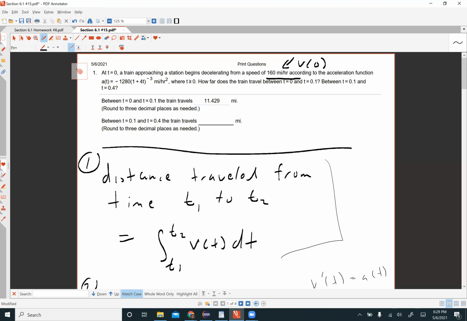But to get the velocity function, we had to solve this differential equation. So we had to integrate the acceleration and then solve for the constant c using the fact that it's an initial value problem. We get v of 0 is 160. And then once you get the velocity function, you just have to integrate from 0 to 0.1. Okay, so now let's do the problem.